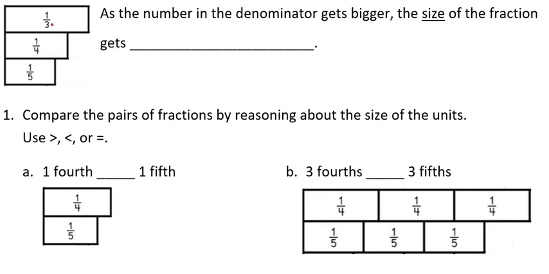You can see each time that my denominator gets bigger by 1. But if you look at the size of the fraction, it gets smaller. If we think about that logically, the denominator is telling me how many pieces I'm cutting my whole into. 1/3 meant that I cut the whole into 3 pieces. 1/5 meant that I cut the whole into 5 pieces. The more pieces I cut the whole into, the smaller those pieces would get. It's logical then to say, as the number in the denominator gets bigger, the size of the fraction gets smaller.